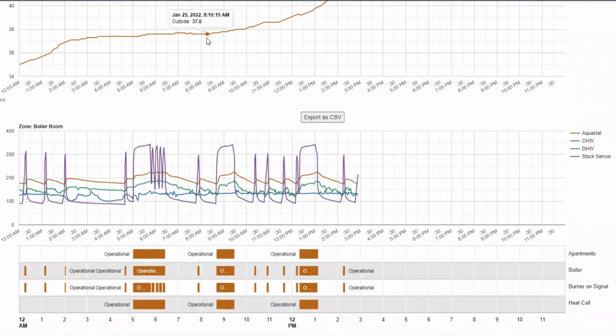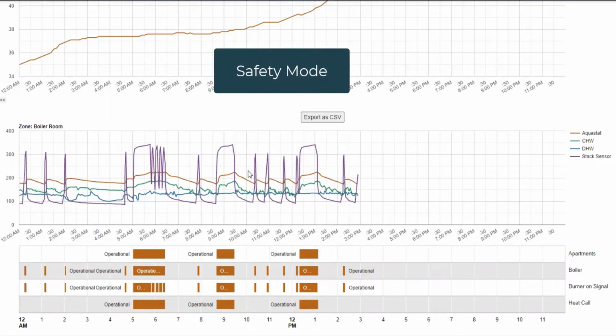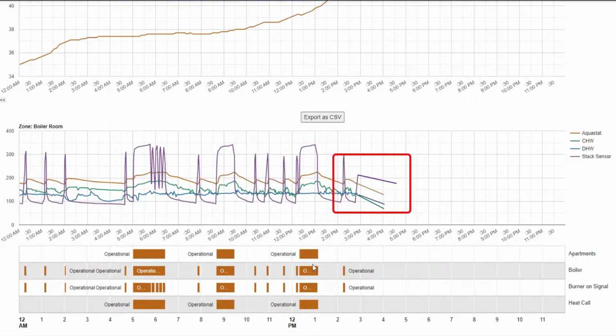Another reason why that may happen is your boiler has gone into safety mode, and you can tell safety mode by all of these sensors dipping and staying down, even though our boiler algorithm, our boiler block right here, is asking for fire with that brown block.